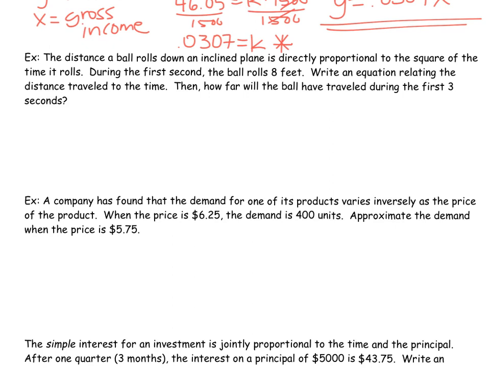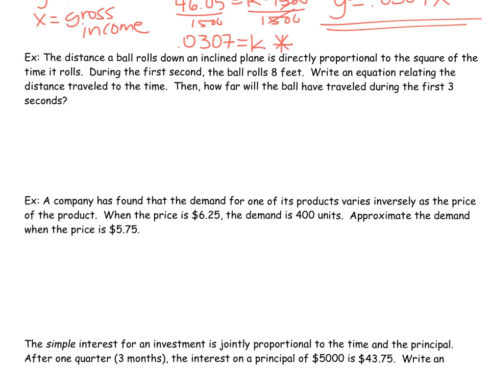Here's the second word problem. The distance a ball rolls down an inclined plane is directly proportional to the square of the time it rolls. During the first second, a ball rolls 8 feet. Write an equation relating the distance traveled to the time. Then, how far will the ball have traveled during the first 3 seconds?